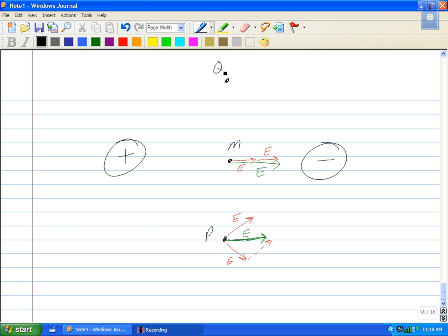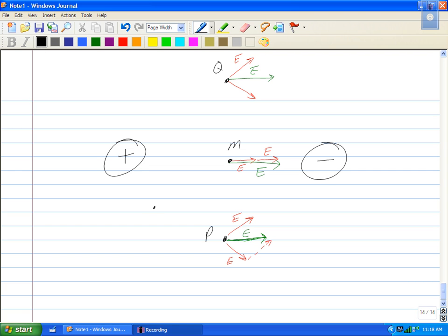What about this point Q? It's the same thing. Positive is going up that way. Negative's down this way. And when I add those two as vectors, I get straight right.